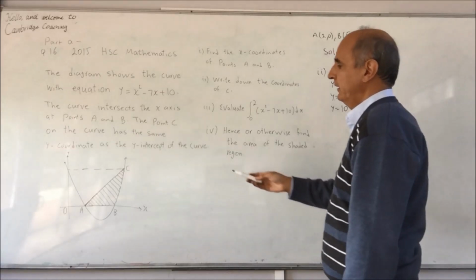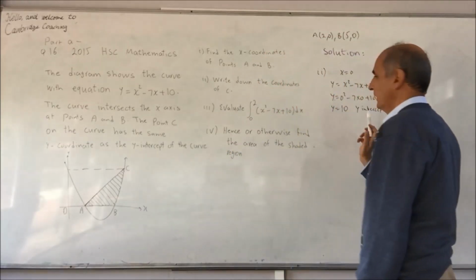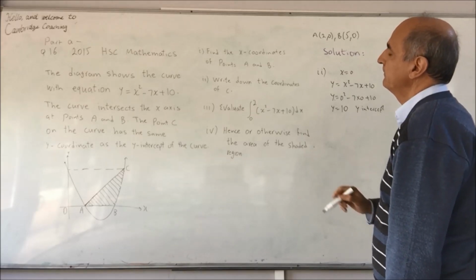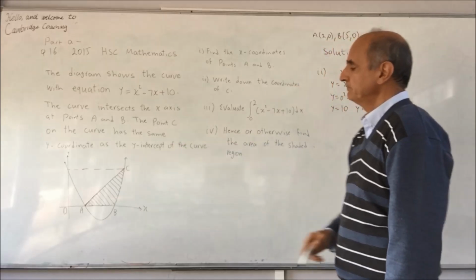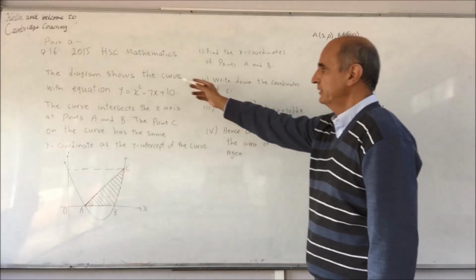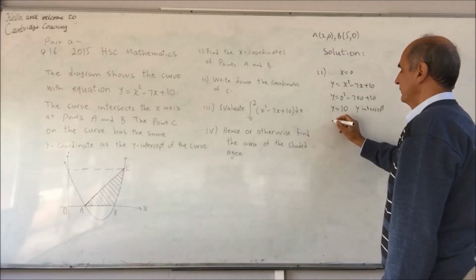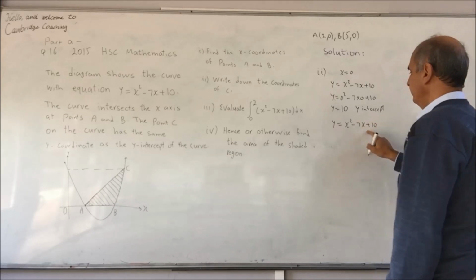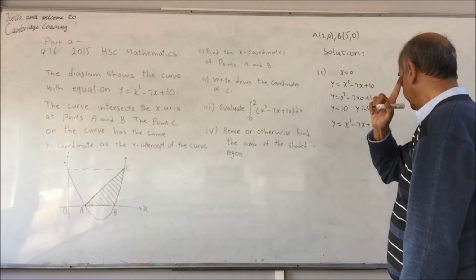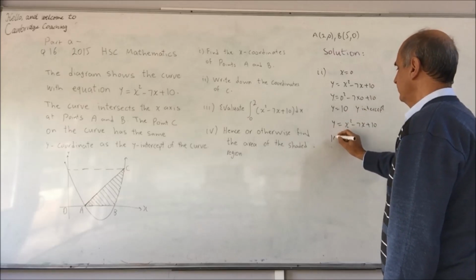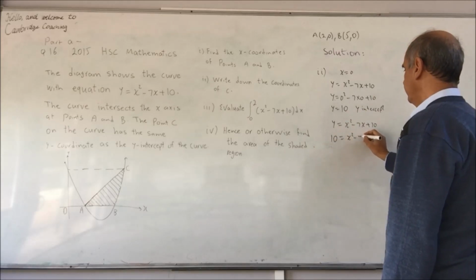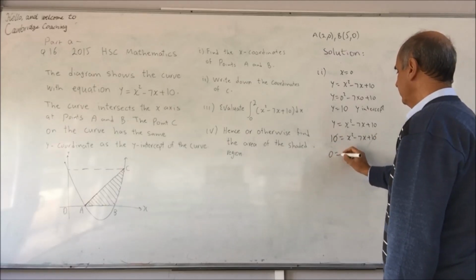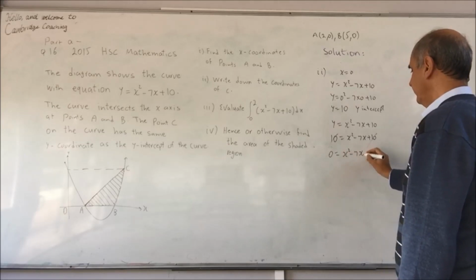Okay, so we know the y-coordinate of C, which is 10. Now, to find its x-coordinate, because it is on the curve, we use the equation of the curve. The equation of the curve is again x squared minus 7x plus 10, and we know that y is equal to 10. So put 10 equal to x squared minus 7x plus 10. The 10s from both sides cancel out. You get 0 is equal to x squared minus 7x.